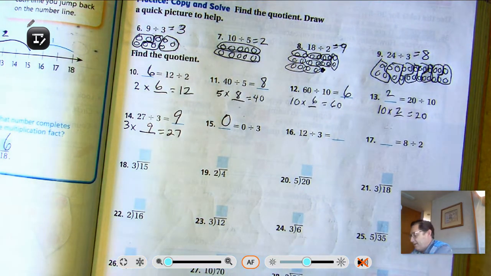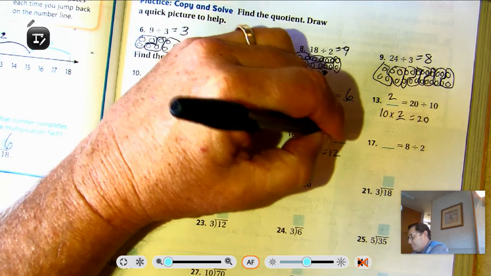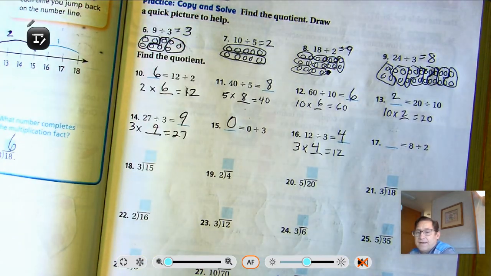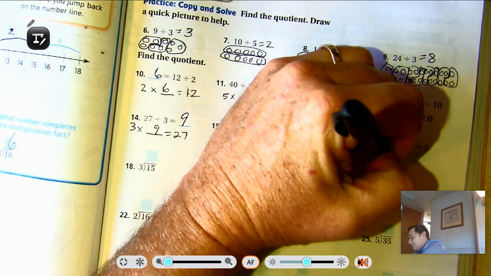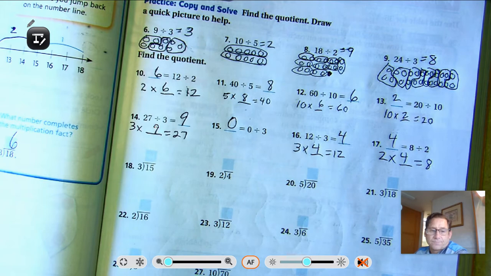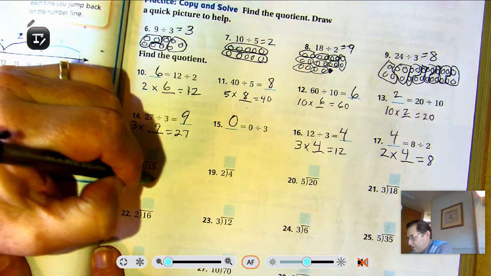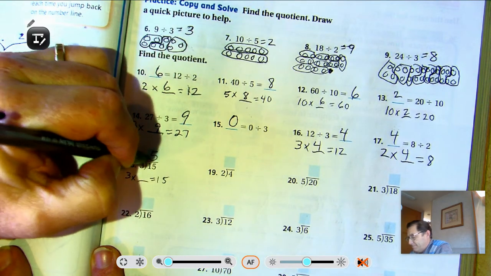12 divided by 3. 3 times what is 12? 4. 8 divided by 2. 2 times what is 8? 4. 15 divided by 3. 3 times what is 15? 5.